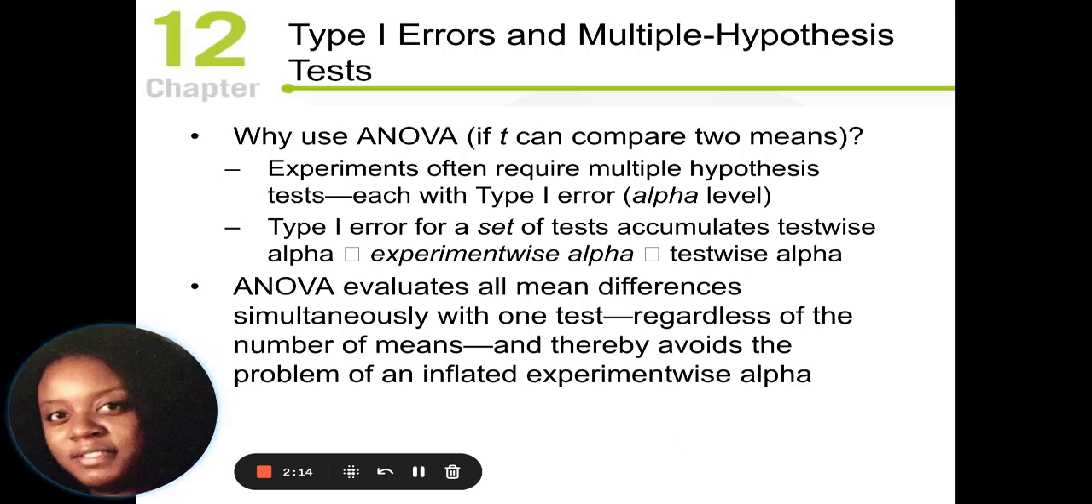We can have type 1 errors and multiple hypothesis tests. If that is the case, the ANOVA can compare those means better than the T-test, and these experiments often require multiple hypothesis tests, each with type 1 errors and their alpha level. The type 1 error for a set of tests accumulates as test-wise alpha, and the ANOVA evaluates all mean differences simultaneously with one test. That's regardless of the number of means, and thereby avoids the problem of an inflated experiment-wise alpha.